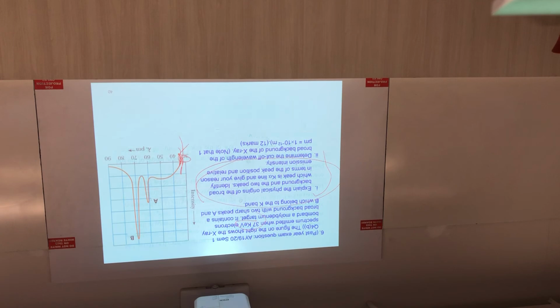So, let me go back to this diagram. Now we identify this as K alpha because it has a longer wavelength. Yeah, it appears at a longer wavelength. And then this is our K beta line. But then why must the intensity be high?